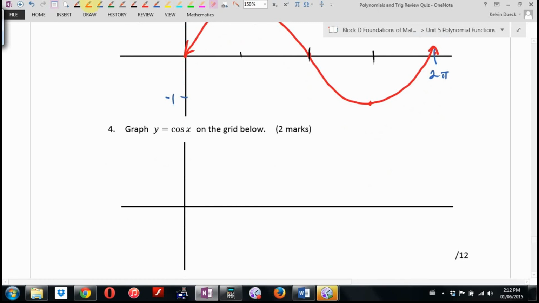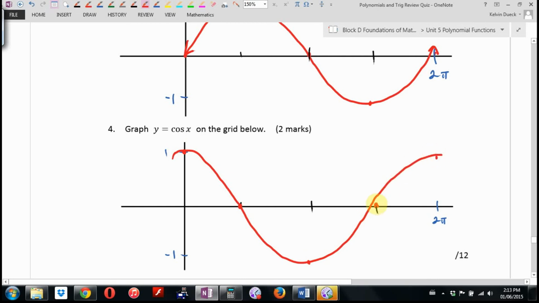Graph cosine of x. Okay. It's also got an amplitude of 1, which means it goes 1 and -1 high. It also has a period of 2 pi, which means I can cut it in half and cut it in half. Cosine starts up high, then goes to the middle, then goes low, then goes to the middle, then goes up high. Cosine should look like that, except it should really go right through there, sorry.